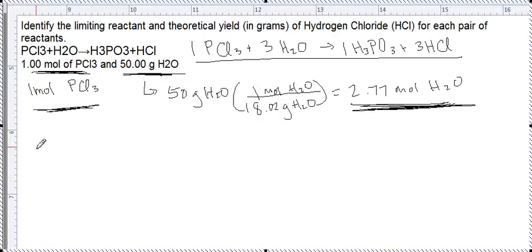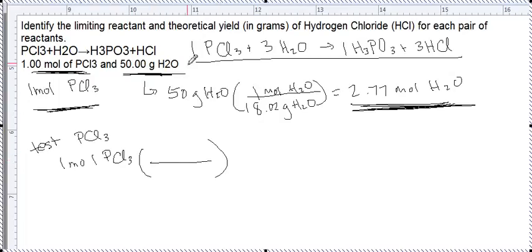So, let's do it. Let's test the PCl3. 1 mole of PCl3. I want to figure out, if I put in 1 mole of PCl3, how many moles of hydrochloric acid am I going to get out? And the answer is 3, knowing that from this ratio over here. Oh, I'm sorry. That should be a 3.